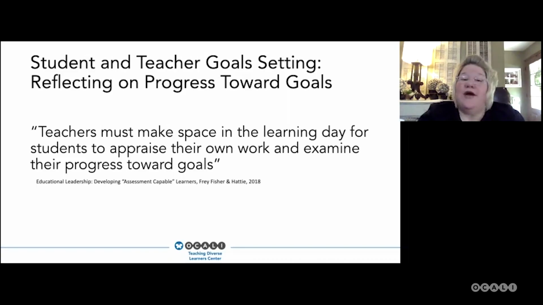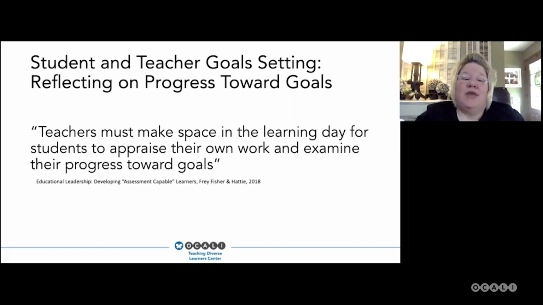So what we know about goal setting for both teachers and students is that it's really a highly effective practice, and it does yield some great results. So I want to dig into goal setting and really think about what are the components to a great goal and how do I write those steps for progress along the way.